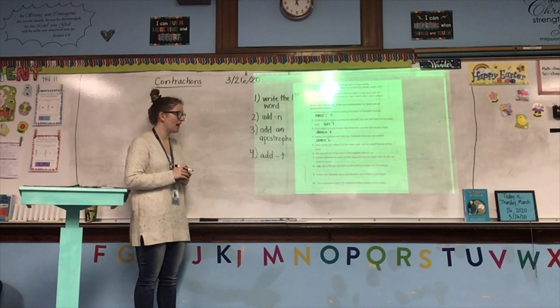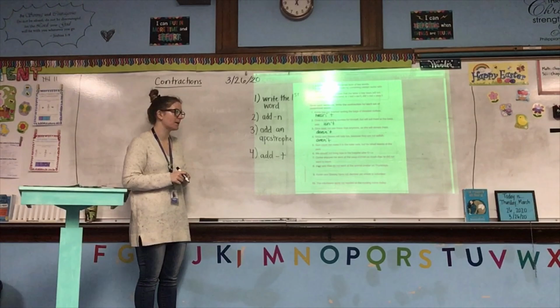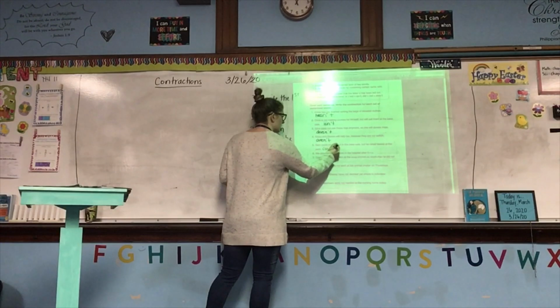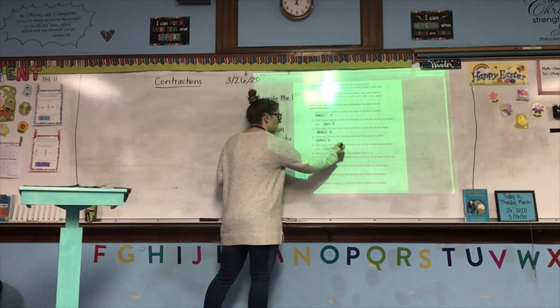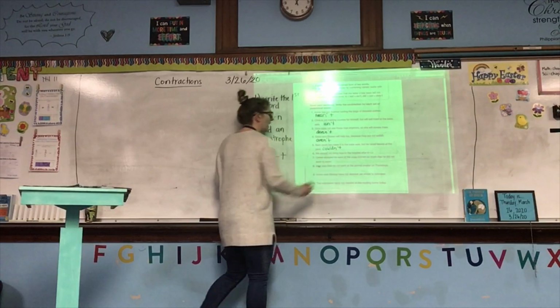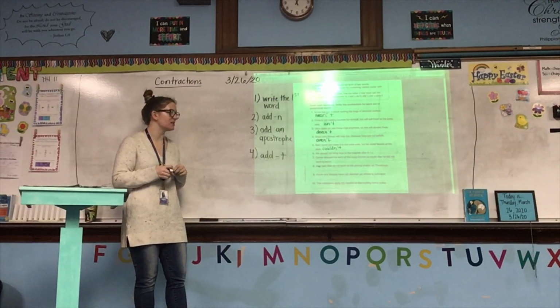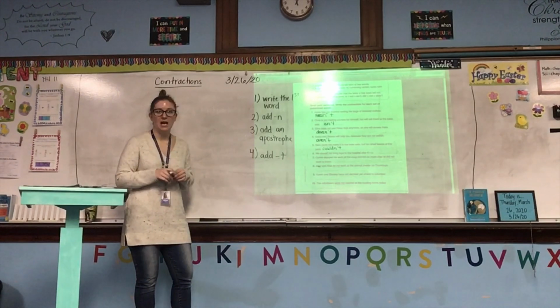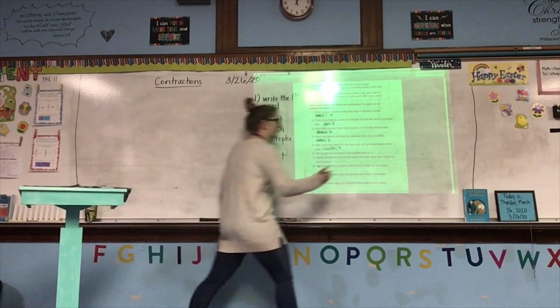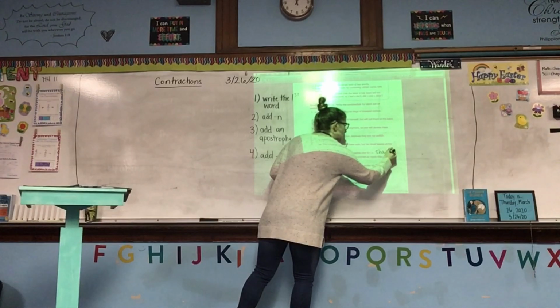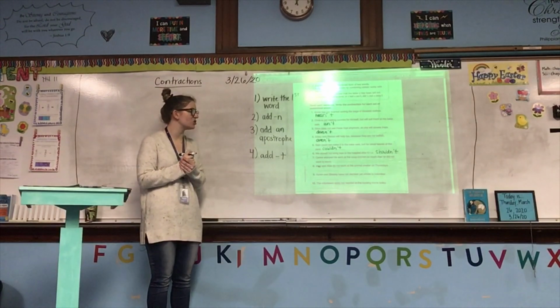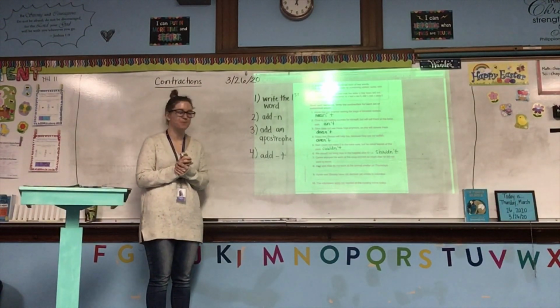Number 5, Sam could not make it to the bake sale, but he raked leaves at the park. So we write the first word could, add an N, then the apostrophe, and then a T. So now we have Sam couldn't make it to the bake sale, but he raked leaves in the park. Number 6, we should not bring toys to the hospital after 8 p.m. We have should not. So first, we're going to write the first word should, then we're going to add an N, an apostrophe, and a T. So we shouldn't bring toys to the hospital after 8 p.m.